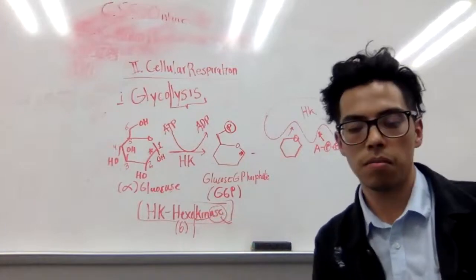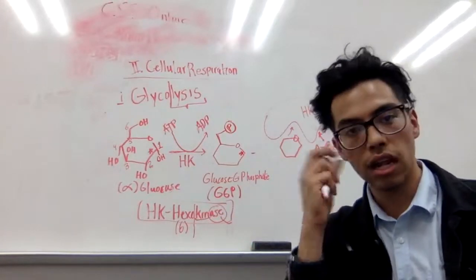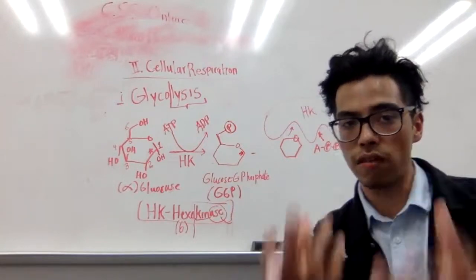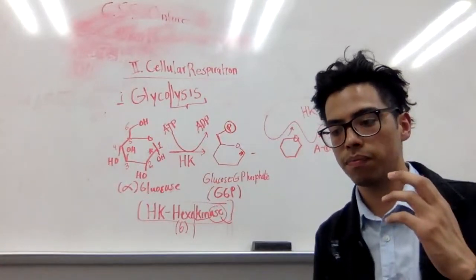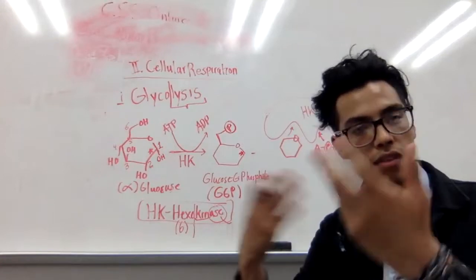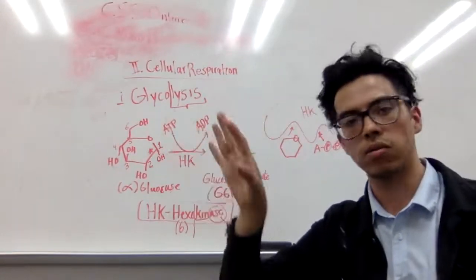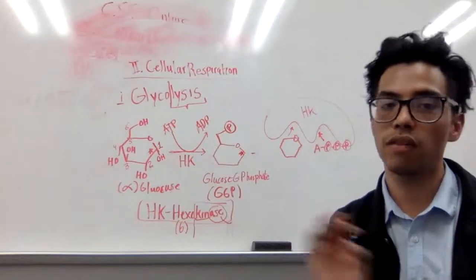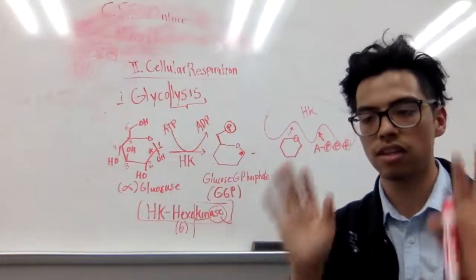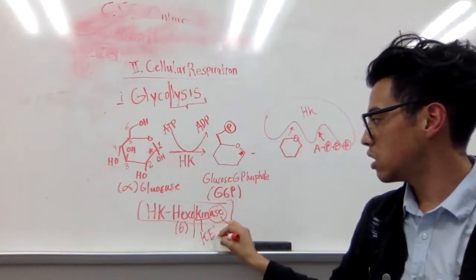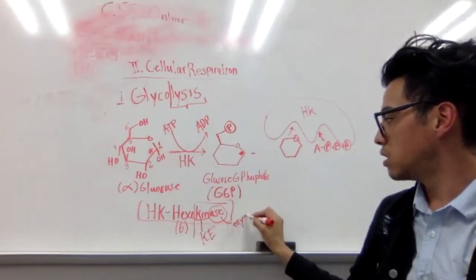Kine, you can kind of think of it as kinetic energy. In terms of this class, usually when a molecule is given a phosphate group, it becomes activated. Now, when you get to higher levels of biochemistry and organic chemistry, you'll see that not everything is activated, but in terms of this class, it's activated. So the way you can think of it is that kinetic energy enzyme is an enzyme.